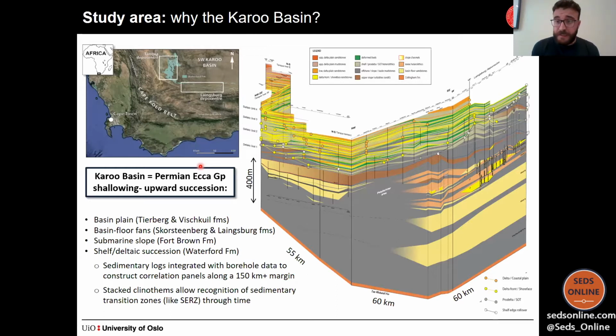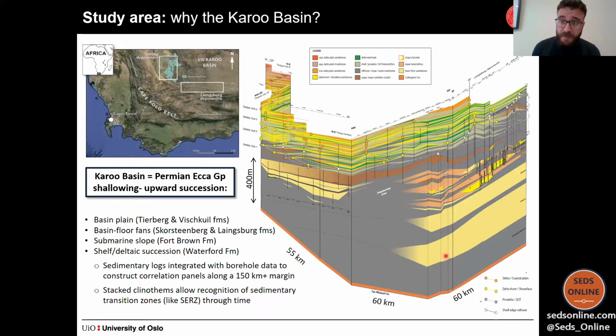Other authors think that the basin started to form earlier as mantle flow and dynamic topography, but this is not the discussion that I want to bring today. So essentially, the important part that I want you guys to retain is that in the Karoo Basin, we have the Permian Ecca Group, which is a really nicely exposed shallowing upward succession.